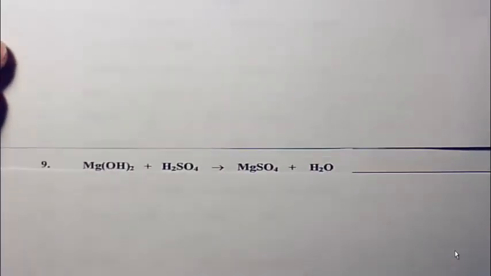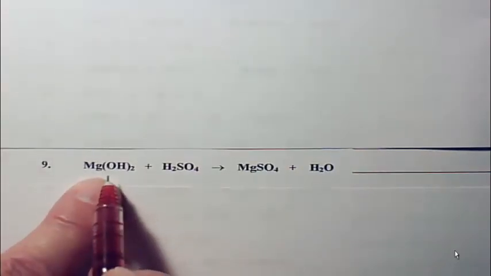Which brings us to the next equation. Okay. You can't see it. I got off the screen. Sorry. Surgeon, what's this one going to be called? Acid base? You got to classify it both ways. Double replacement and acid base. Or you could say double replacement and neutralization. Okay, that's fine.